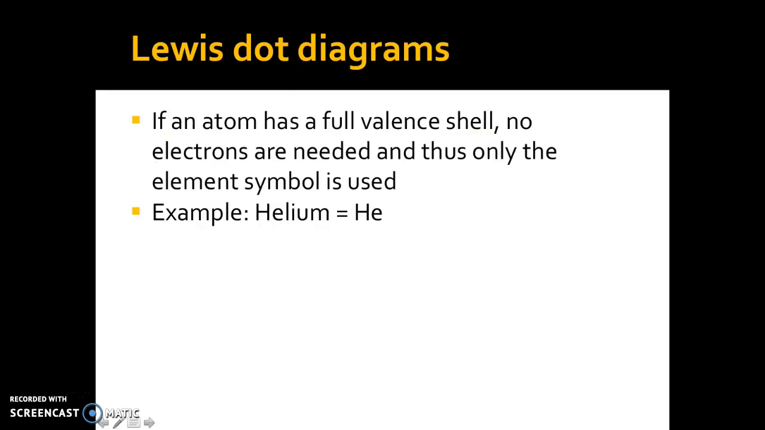All right, if an atom has a full valence shell, no electrons are needed and thus only the element symbol is used. So if the shell is completely full, like helium has an atomic number of 2, which means 2 electrons. So there's nothing that needs to be written. It's only He because it is finished.